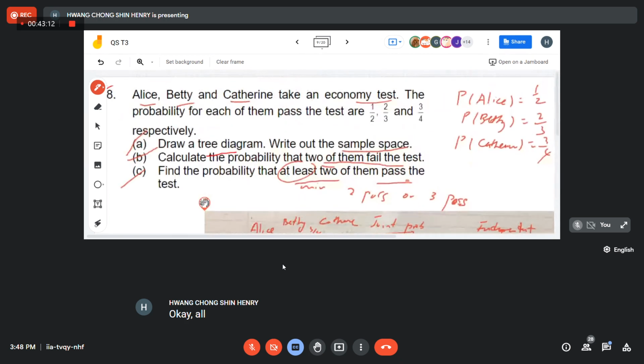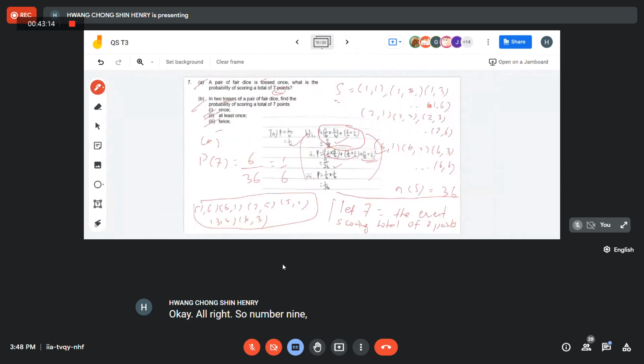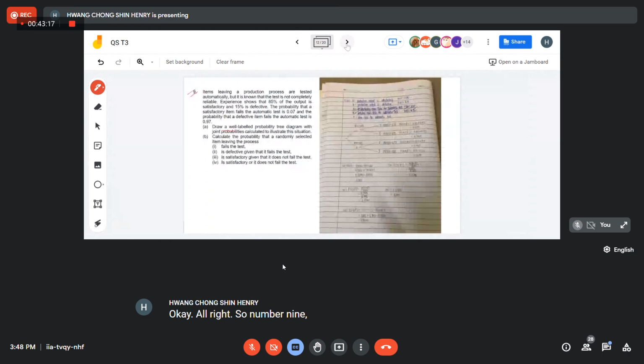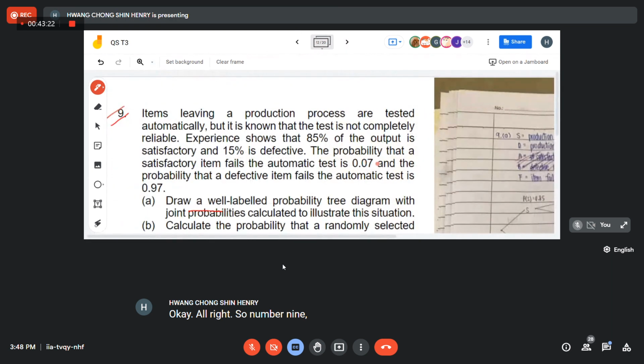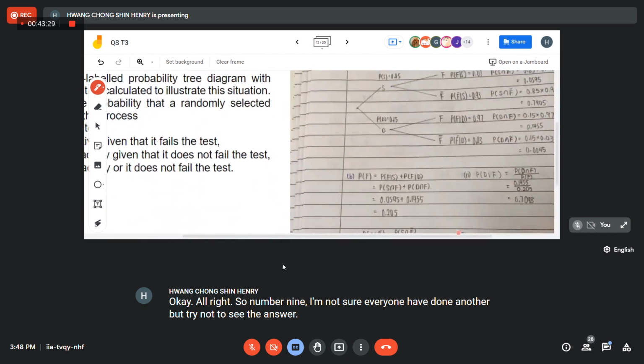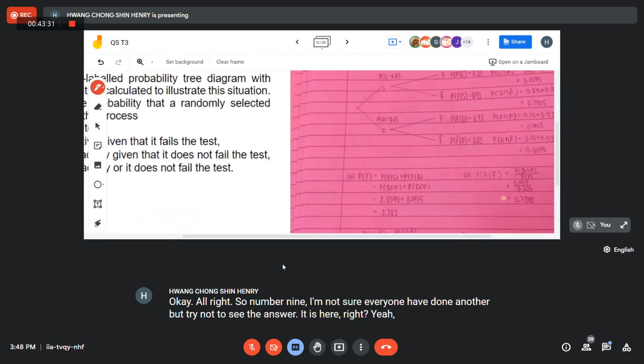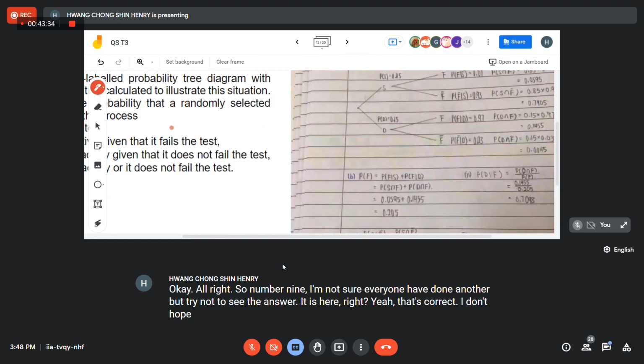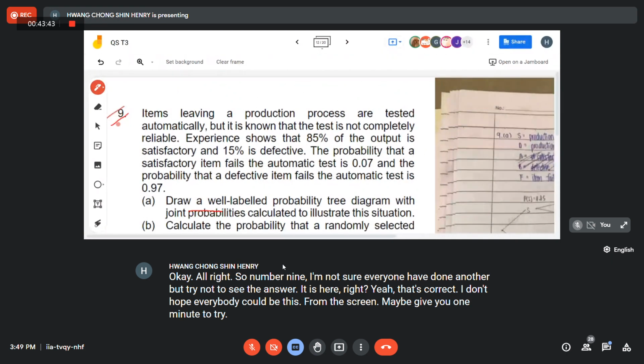Okay, all right. So number 9. I'm not sure everyone has done or not, but try not to see the answer. See, the answer is here, right? Yeah, the answer is correct, but I hope everybody doesn't copy this from the screen. Maybe I give you 1 minute to try. Don't see the answer first, then we discuss together.